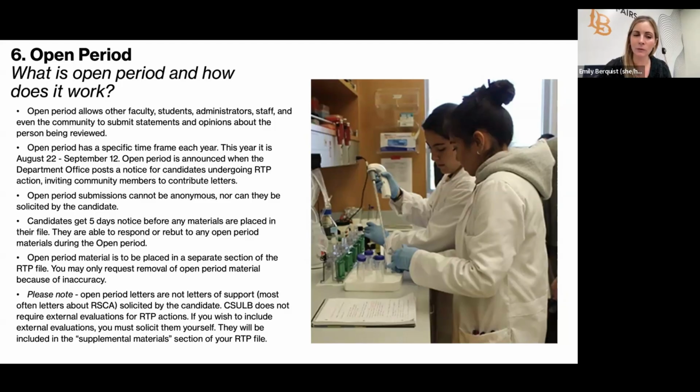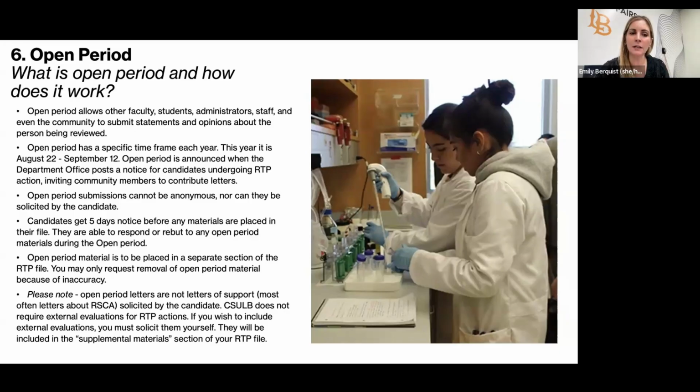So even though when I was up for tenure, there was a sign in the history department office, Professor Emily Berkowitz is going up for tenure, you can submit a letter regarding her case, I was not able to go to my students and directly ask them if they would submit a letter for me. This has to be done as an announcement in the classroom by somebody else, an announcement in the department, possibly even communication by your chair, but the candidate themselves are not able to request open period submissions.